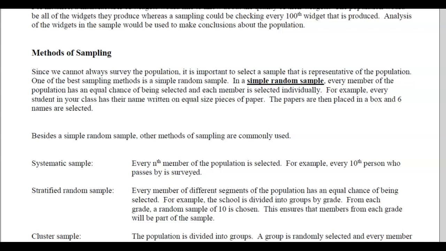So besides simple random sampling, there's what's called systematic sampling. That would be the case of that widget example. Every 100th number of the population is selected. So maybe every 10th person who passes by a survey, every 20 kids at school alphabetically, something like that.